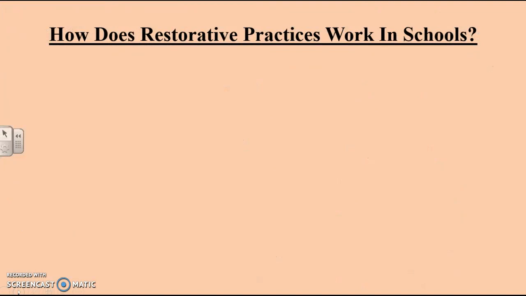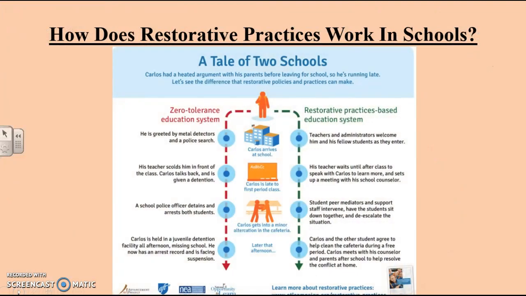So how does restorative practices work in schools? You'll see a flow chart in front of you, and for time's sake, I'm not going to go over the whole thing, but it gives you a scenario with a student. Carlos had a heated argument with his parents before leaving for school, so he's running late. And then it gives you two different systems. Under the zero tolerance educational system, you'll see that goes the red flow chart. The green one is the restorative practices-based education system.